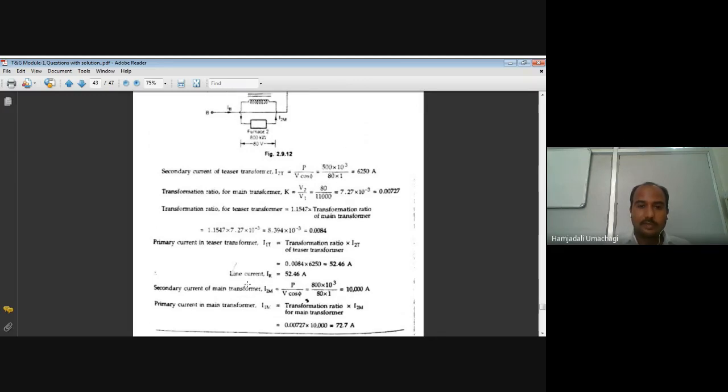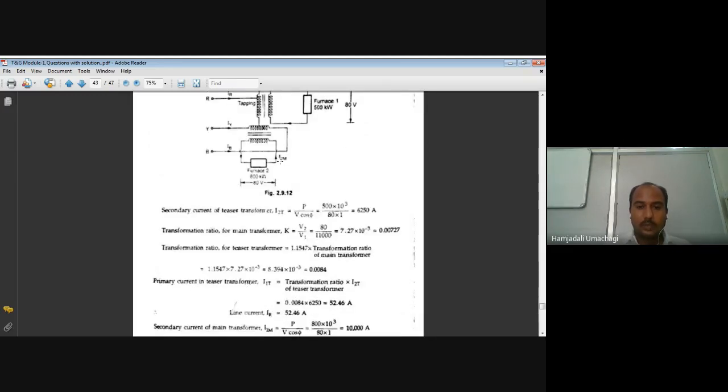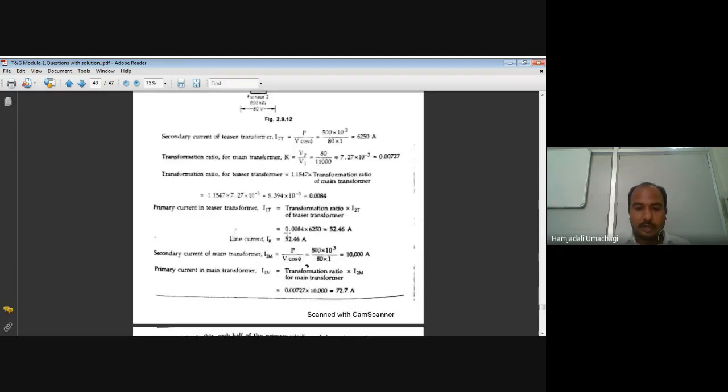Similarly, the secondary current of the main transformer, I2M, is equal to P by V cos φ. Power P is 800 kilowatt, that is 800 into 10 raised to 3, the voltage is 80, and cos φ for unity power factor is 1. So the secondary current of the main transformer is 10,000 ampere.